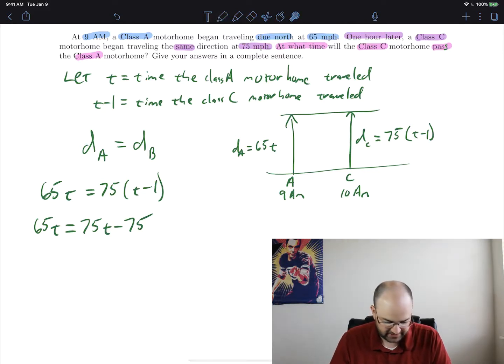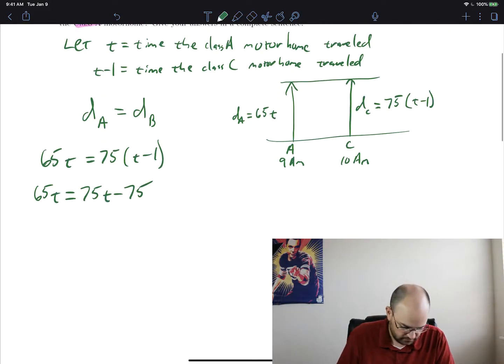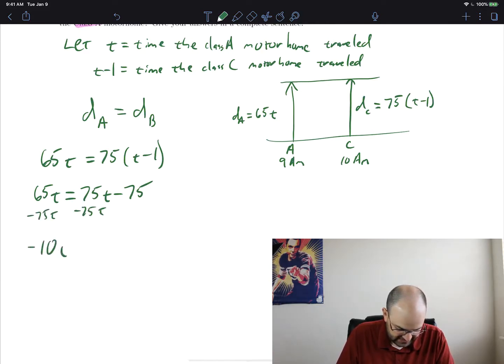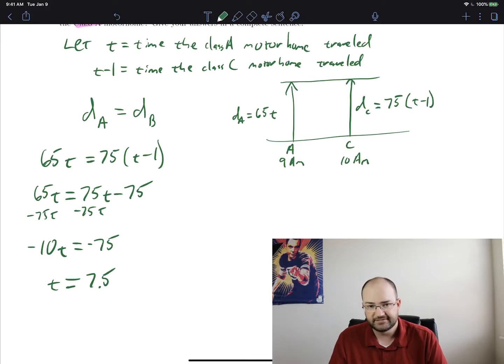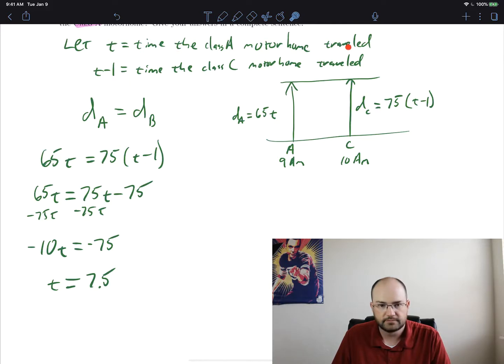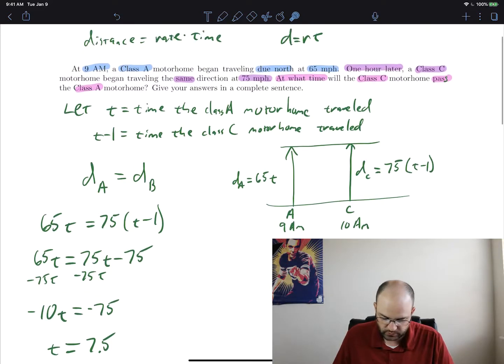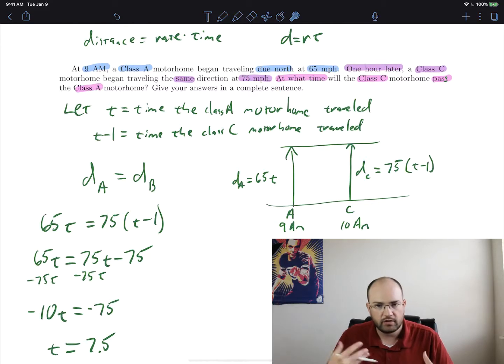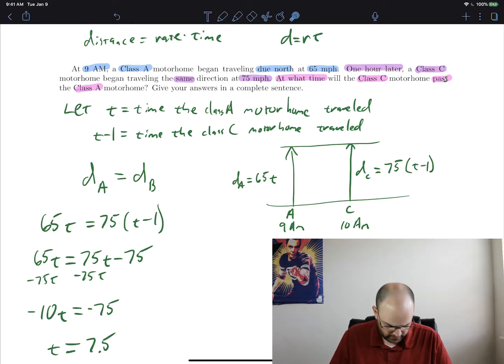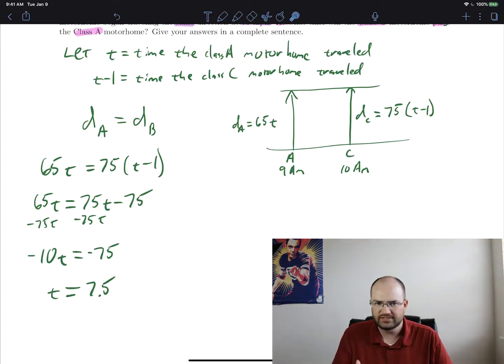Good. Now subtract the 75T. That gives us negative 10T equals negative 75. And of course, divide by negative 10. So T is equal to 7.5. Positive 7.5. Good. Now again, T is the time the Class A motorhome traveled. But what was the question that we wanted to answer? At what time, not how long did they travel, but at what time will the Class C pass Class A? Well, if T is 7.5, what time is that?